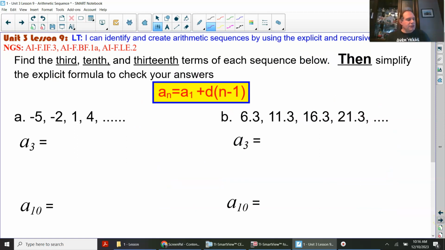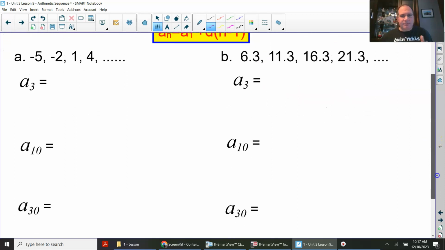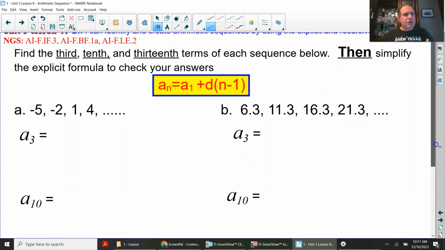explicit formula to identify what term they're looking for in an arithmetic sequence. So all of these are arithmetic sequences. So we're just going to practice. I'll do one with you right now, and then I'll just go ahead and put the answers down to the other. So we have to find the 3rd, the 10th, and the 13th term.